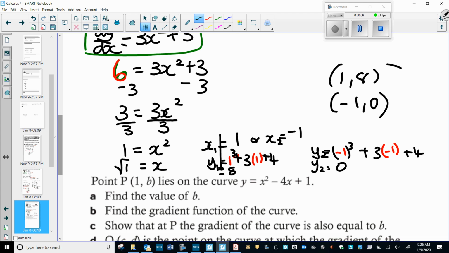Okay, so this is my final answer. They were my two coordinates that I needed. I ran out of space. I didn't do that very well.